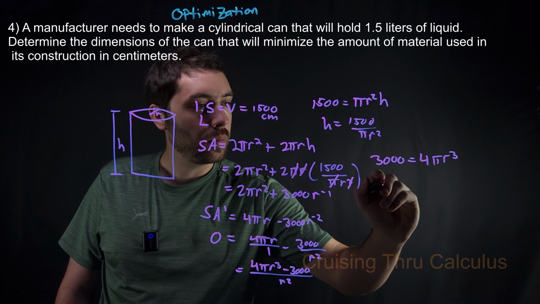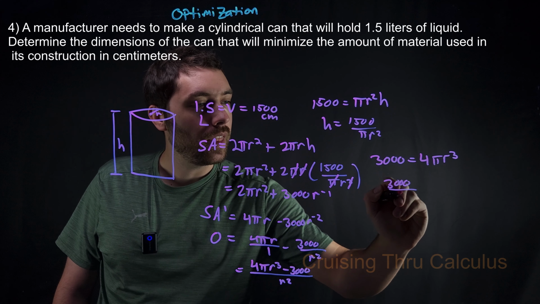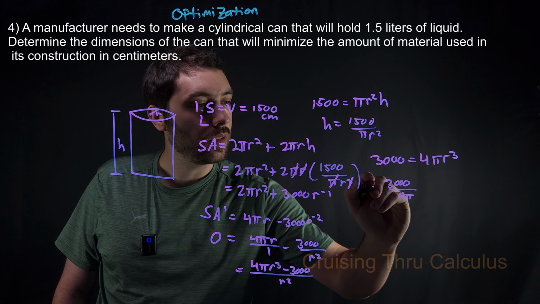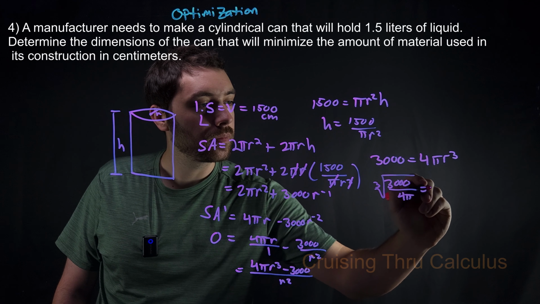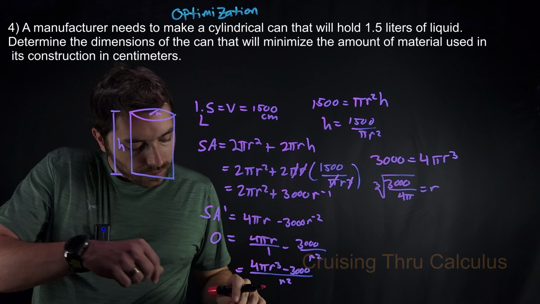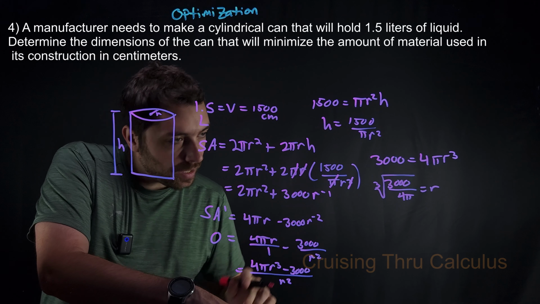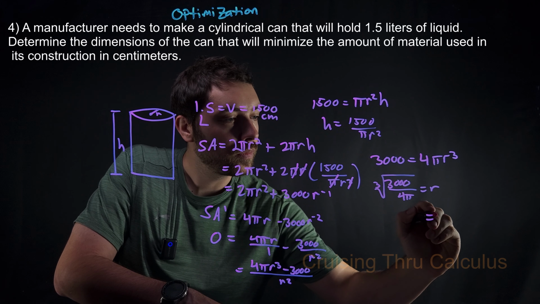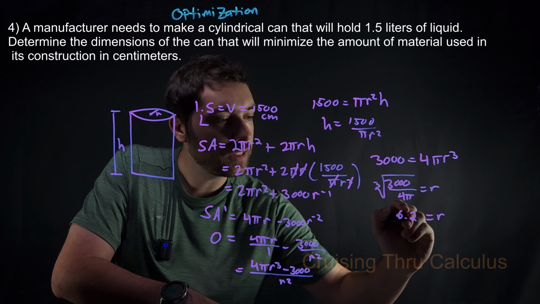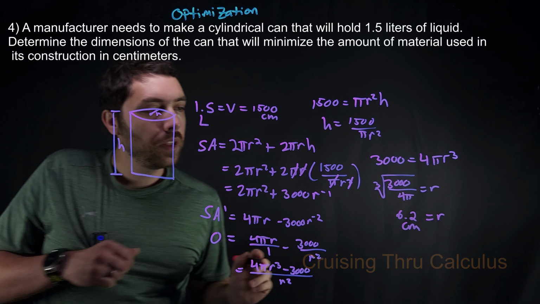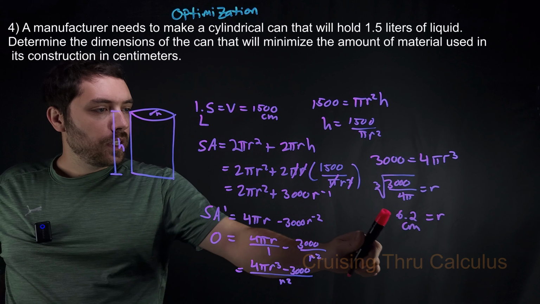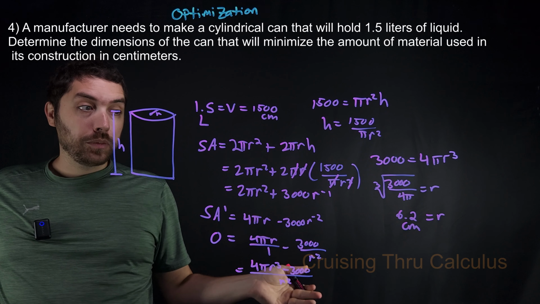Then I'm going to divide by 4 pi. And then I have to take the cube root of both sides to figure out what r is. Now, let's see here. I plugged this into a calculator, and I got 6.2, approximately. And this is in centimeters. So now the question is, is this a local minimum or a maximum?